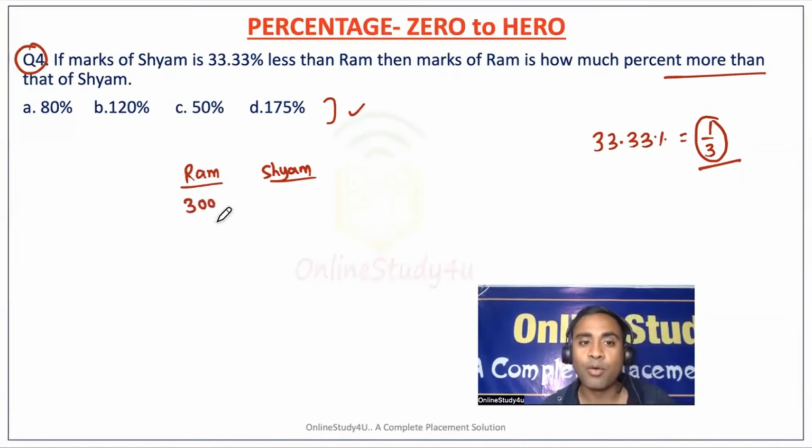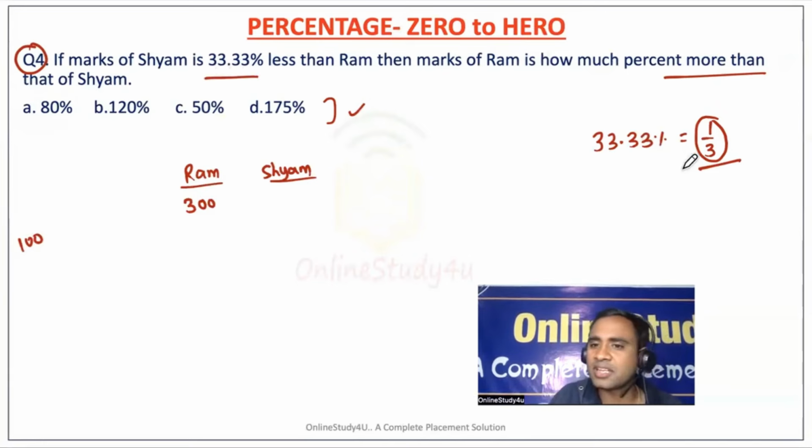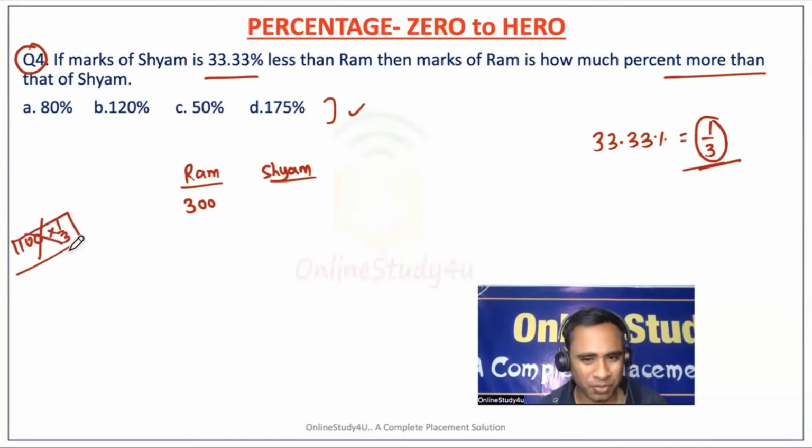Sir, why 300? Why not 100? Because if I consider 100, 33.33 means nothing but 1 by 3. So if I multiply by 1 by 3, I will get fractions, decimals and all those things. I don't want to do that, so I will take 300.